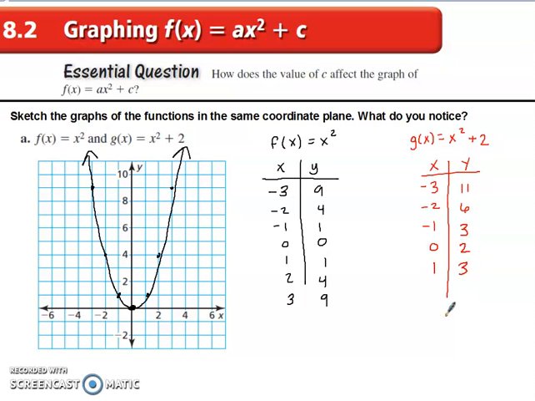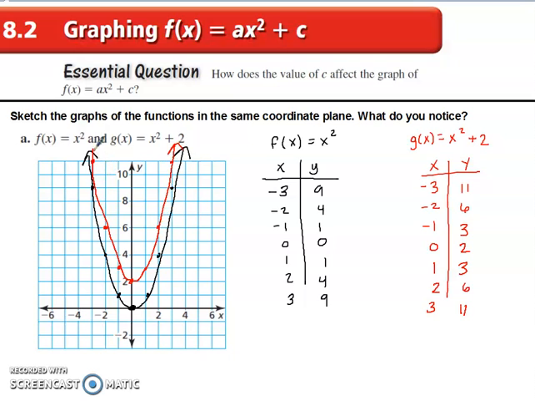1, now I get 3. 2, now I get 6. And 3, now I get 11. So -3, 11, I've got a point here. -2, 6, I've got a point here. -1, 3 here. 0, 2 is here. 1, 3, 2, 6, and 3, 11. So my graph looks something like this.